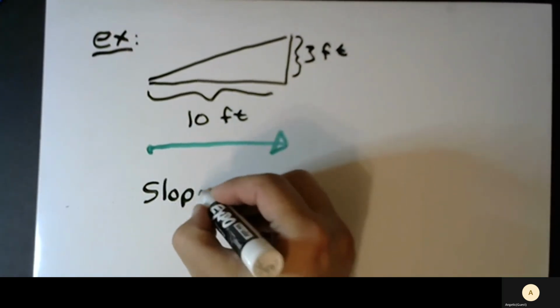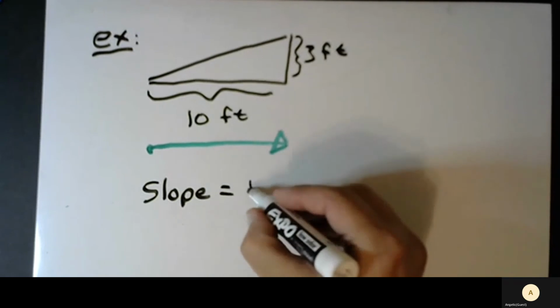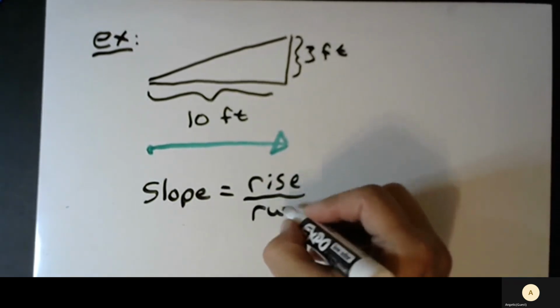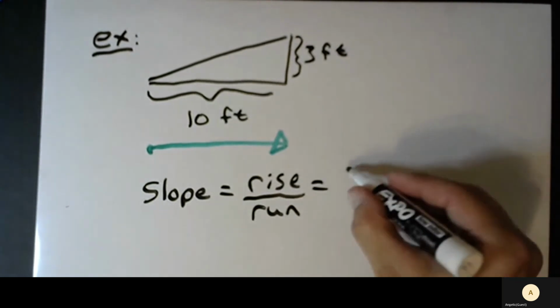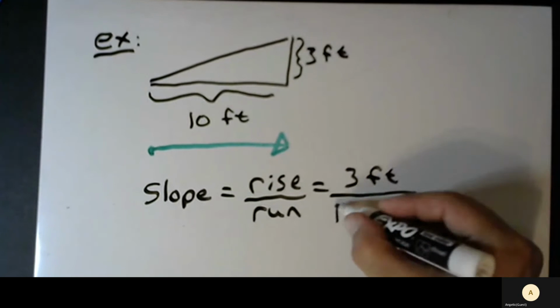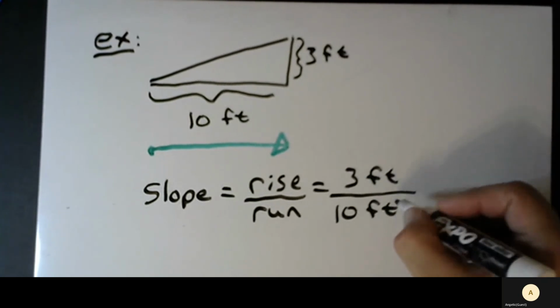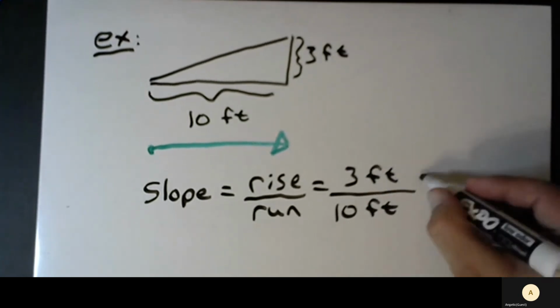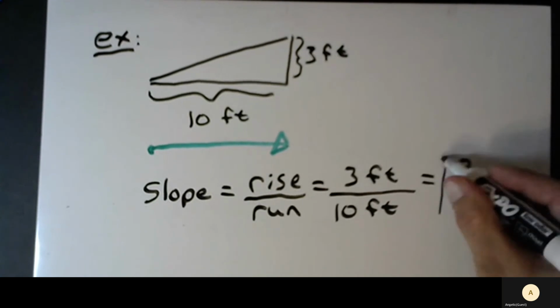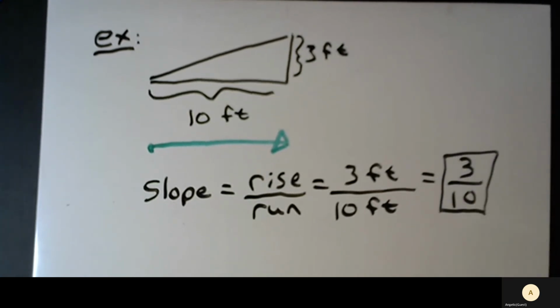So the slope, which is rise over run, is going to be 3 feet over 10 feet. And you can actually cancel the units here if you would like. You're just going to get 3/10 because this won't reduce any further. So any questions about that?